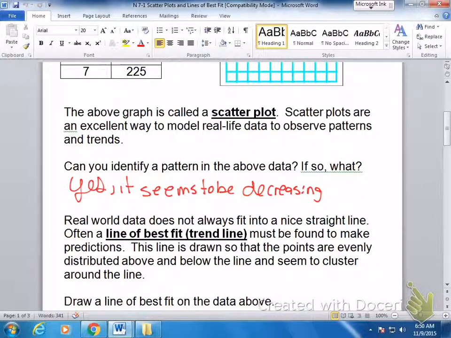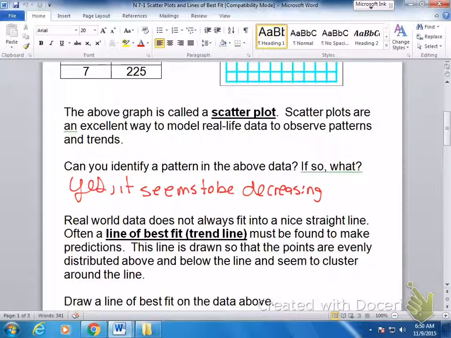And it says here at the bottom, kind of like what I just said, real-world data does not always fit into a nice straight line. Often, a line of best fit or a trend line must be found to make predictions. This line is drawn so that the points are evenly distributed above and below the line and seem to cluster around the line. So it says, draw a line of best fit on the data above.